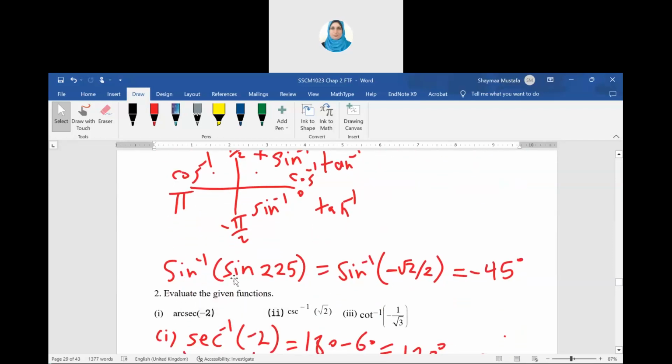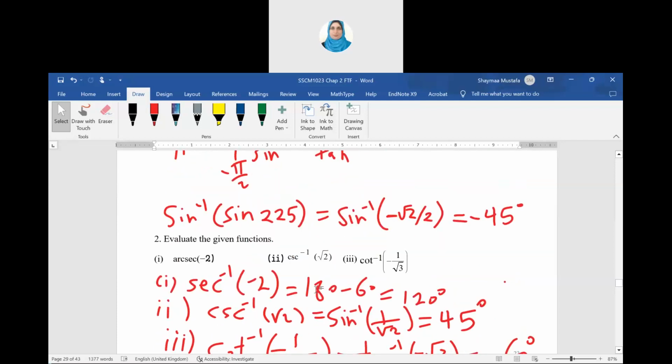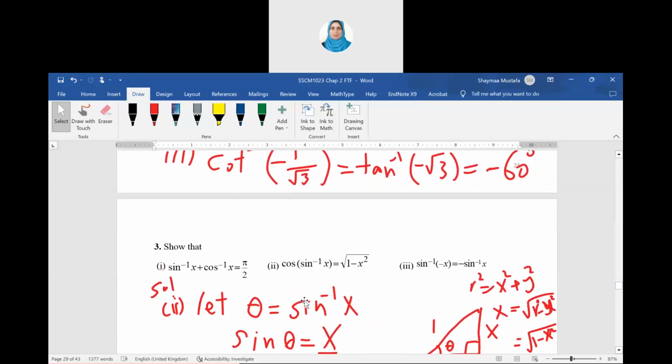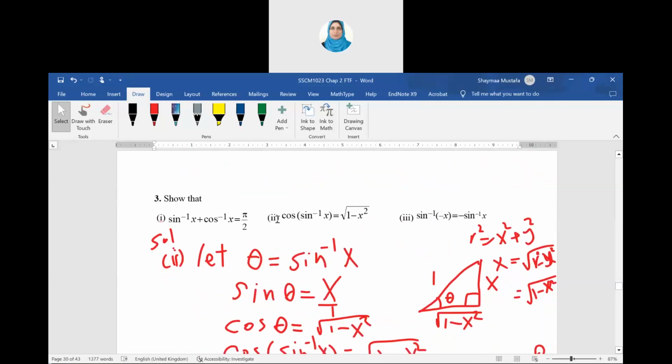Here we calculate sine inverse sine 225. It was a negative value. So sine inverse for a negative value should be an angle from the last quadrant. And then we proved some other relations. For example, cos sine inverse x is equal to root 1 minus x squared.